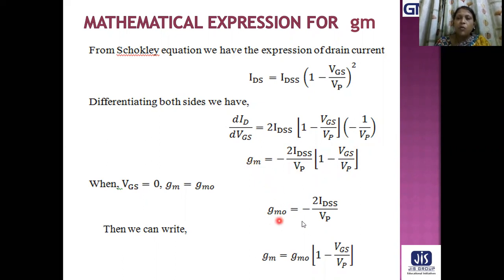So gm0 equals minus 2 IDSS by VP. So the final formula is, if we replace this minus 2 IDSS by VP by gm0, then gm equals gm0 into 1 minus VGS by VP. So this is the final formula of transconductance. Moving to our next slide.